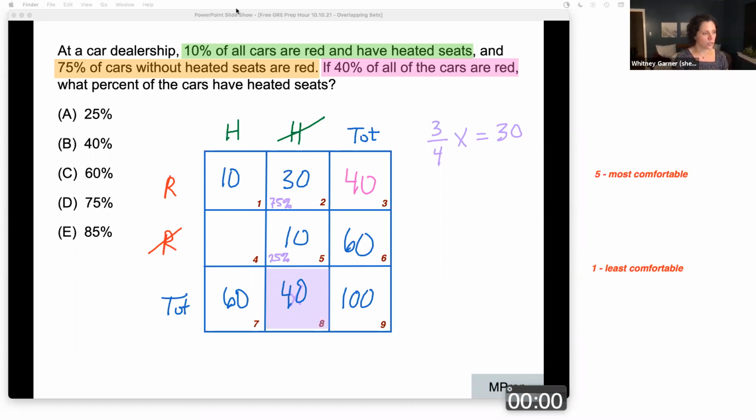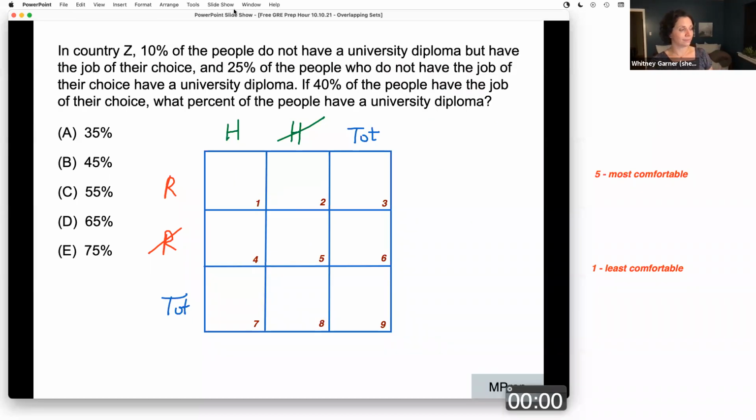Okay, let's do one more. Yep, let's just do one more. Clear this off and get us a new one. Let's try this one last one.